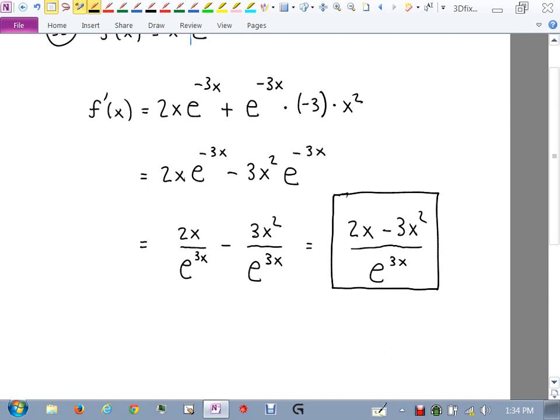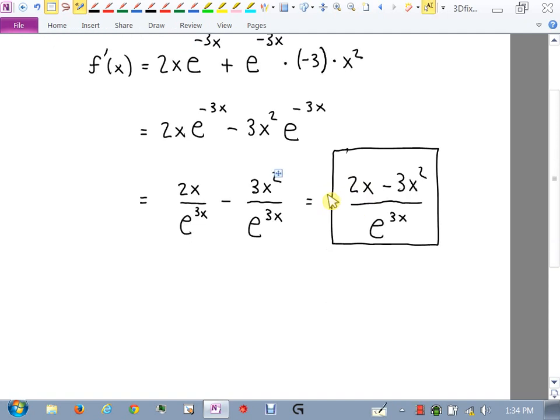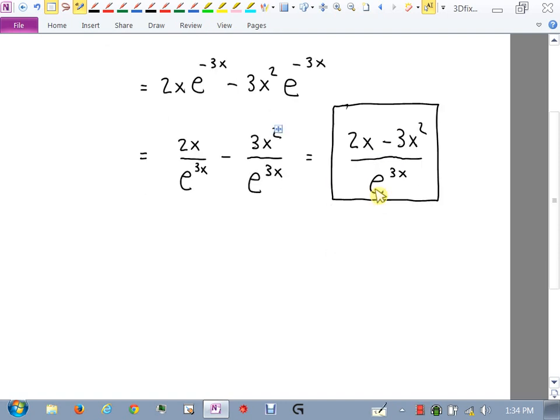Now I'd like to know where it's 0 and where it's undefined, possibly. It could also turn out that it's never 0, just so you know. You could get something where the derivative is never 0, which means you wouldn't have a critical number. So you'd just be looking at endpoints, possibly.